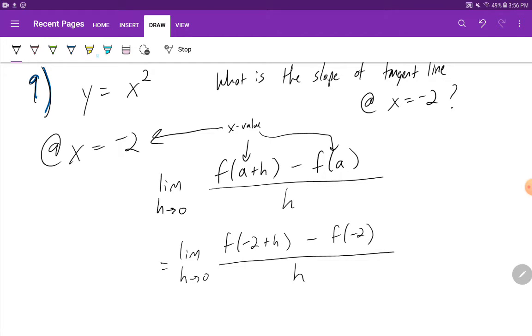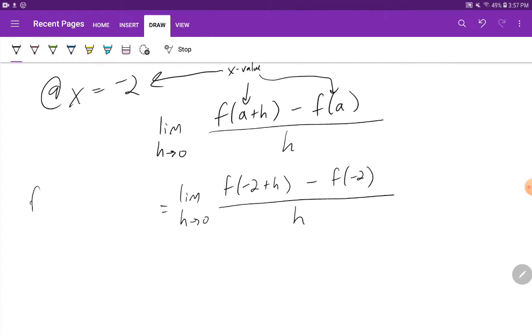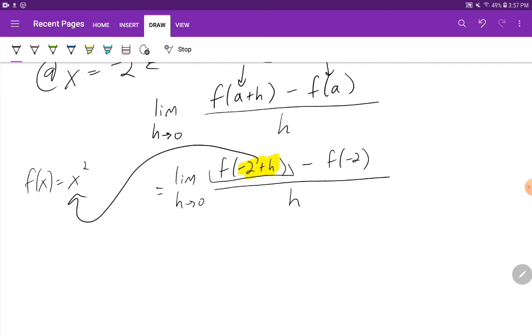And then we're going to use our function now, right? We have a function which is x squared, and see what happens. I'll rewrite my function down here: it's x squared. I'm going to plug in -2 plus h into x and see what I get. That's going to give me my first term. So I get -2 plus h, quantity squared, because that's what my function is telling me to do, right?